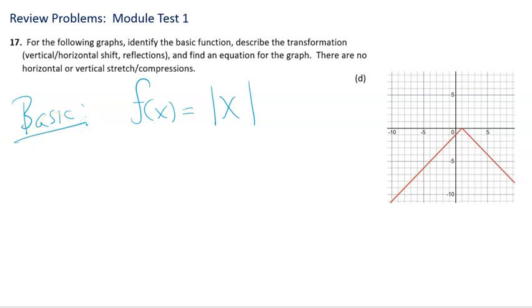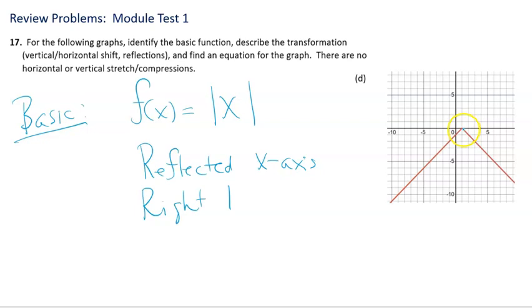Elementary function, parent function, toolkit function, common function. I'm sure there's more names, but there you go. There's your basic function. Now, what have we done? Well, it's upside down. So we have reflected it, and we have reflected it in the x-axis. So you got to tell me which axis it's reflected in. Okay. What else? I think I moved everything to the right, didn't I? I sure didn't mean to. I'm sorry. So to the right 1. So we have moved to the right 1 unit.